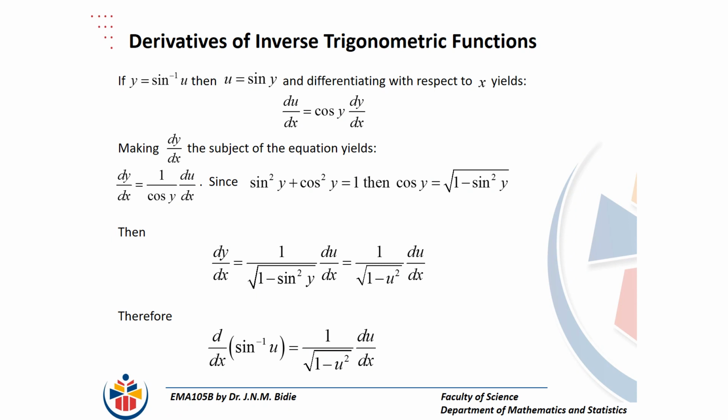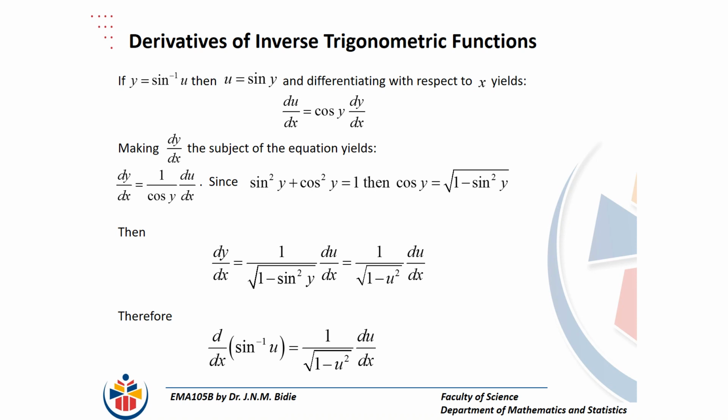And then we know that sine squared y plus cos squared y is equal to 1. Therefore, we can make cos y the subject. It will just be the square root of 1 minus sine squared y. Then in place of cos y in that formula, we substitute. Therefore, dy over dx will be equal to 1 over the square root of 1 minus sine squared y multiplied by du over dx.